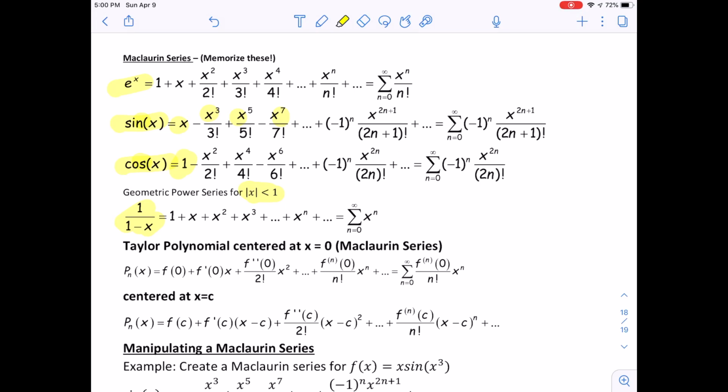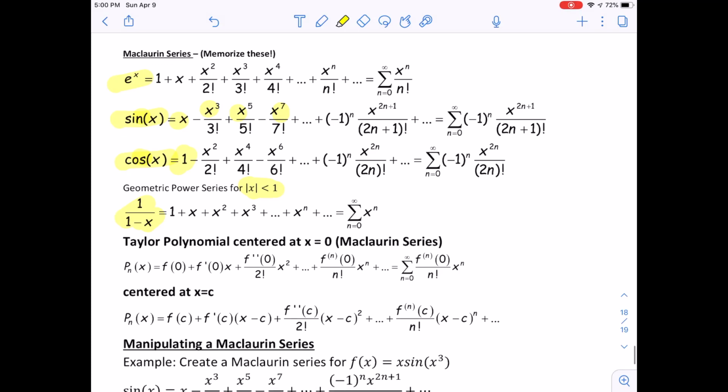And then, cosine is all the even ones, sine's all the odd ones. The nice thing is they're pretty easy to memorize because everything is very matchy-matchy in the formulas.